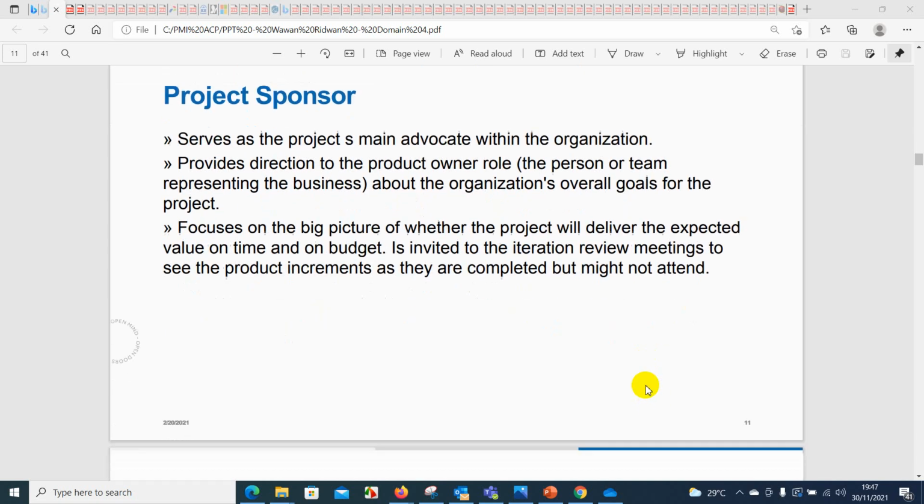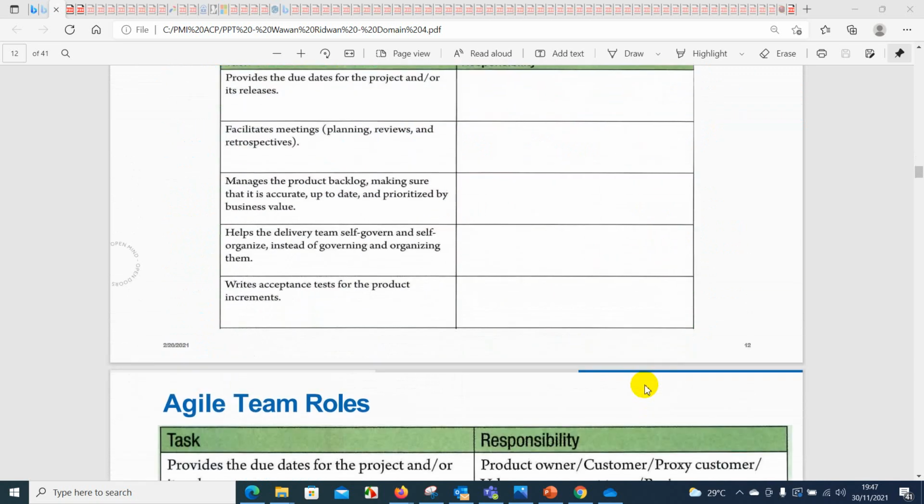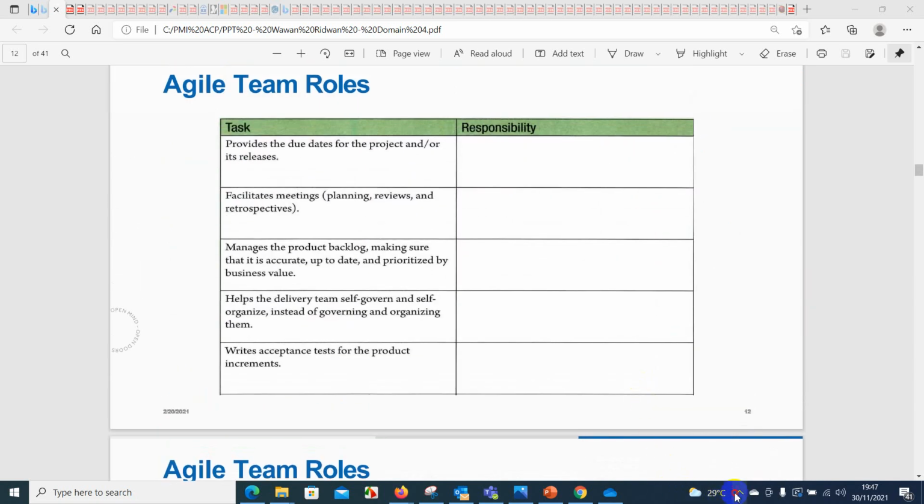Okay. Now, these are the agile team roles. Provide the due dates for the project and or its release. The tasks, yes. Facilitates meetings, planning, review, and retrospective. Manage the product backlog, making sure that it is accurate, up to date, and prioritized by business value. Help the delivery team self-govern and self-organize instead of governing and organizing them. Provide acceptance tests for the product increments.